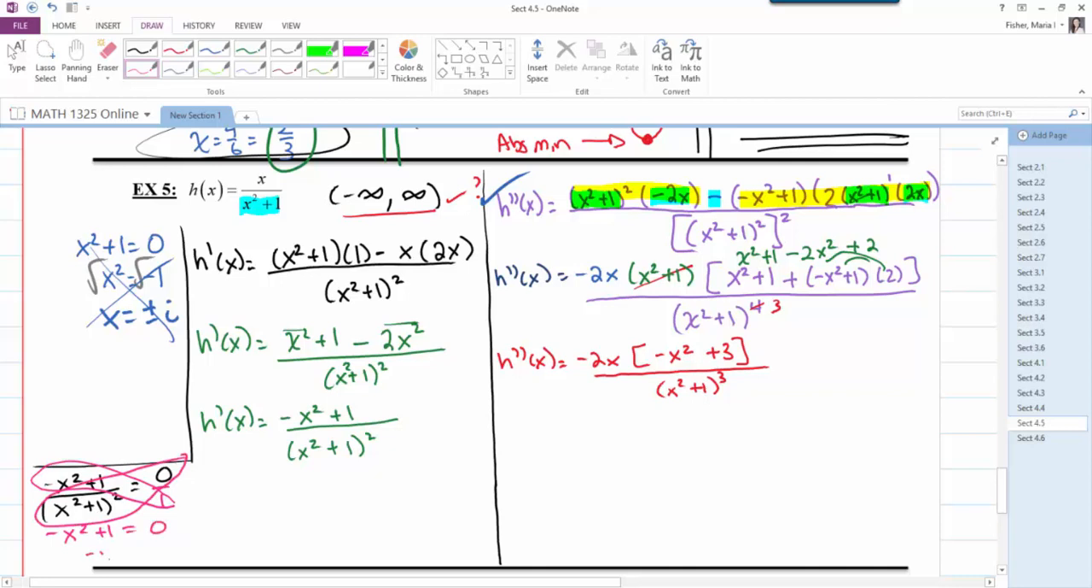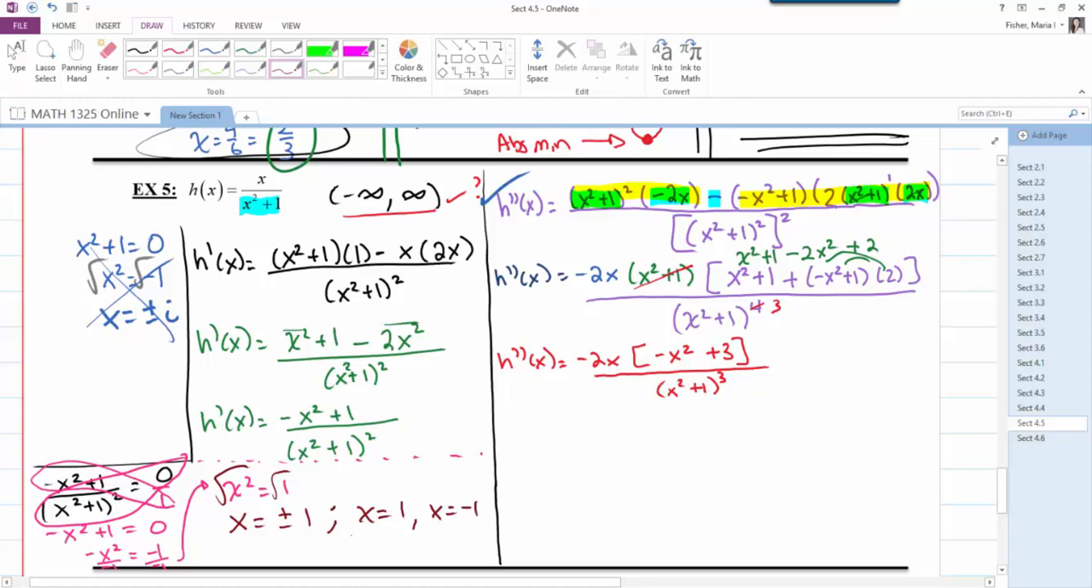So solving for x, first I subtract 1 from both sides. Then I'm going to divide both sides by a negative 1 to clear that negative out. And I get x squared is equal to 1. Then I take the square root of both sides to solve this, and I end up with x is equal to plus or minus 1. Now that's more than one critical number, right? That's x is equal to positive 1 and x is equal to negative 1.